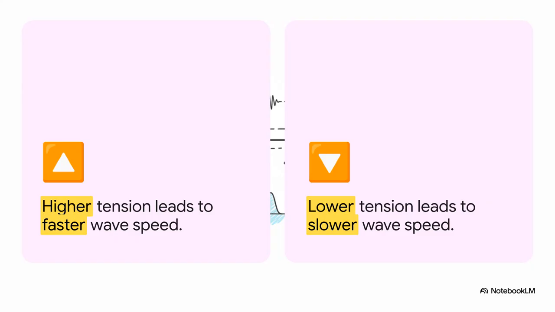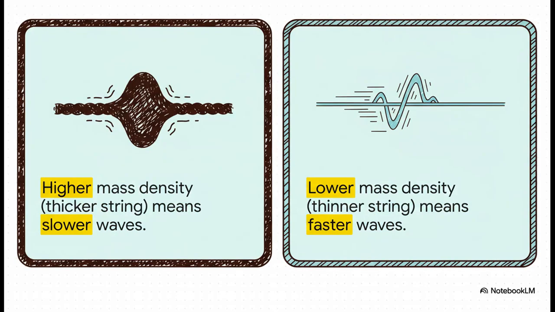This makes total sense, right? Crank up the tension, and you get a much faster wave. And what about mass? A thicker, heavier string means, you guessed it, a slower wave.